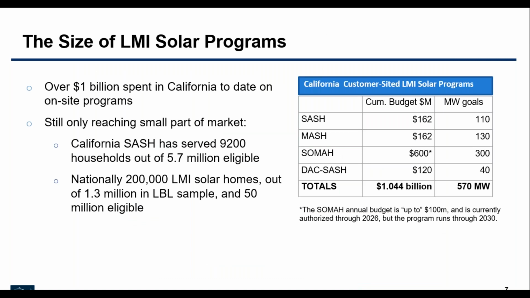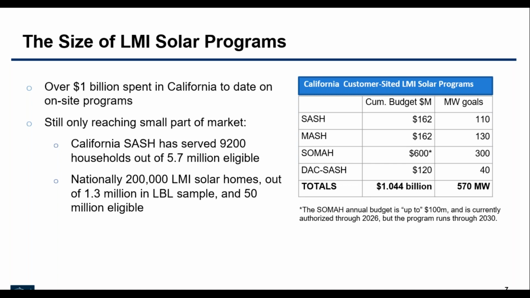Overall, the size of the programs is adding up. There's a suite of programs out here in California where I am, and the total expenditure is going to surpass $1 billion on these programs over the last 15 years and coming years. Even so, we're reaching only a small part of the total eligible market. The SASH program, that's the Single Family Affordable Solar Home Program, has done over 9,000 rooftop installations. However, we have almost 6 million eligible customers in that income bracket. So there's a long way to go to extend solar out as far as it can.